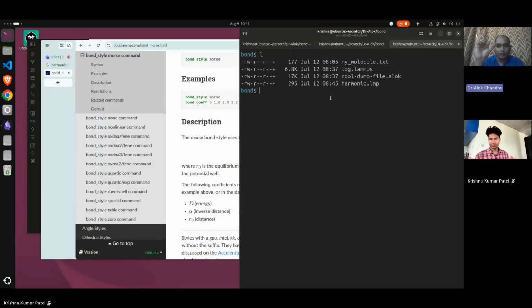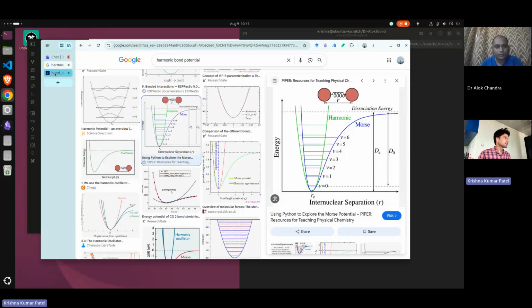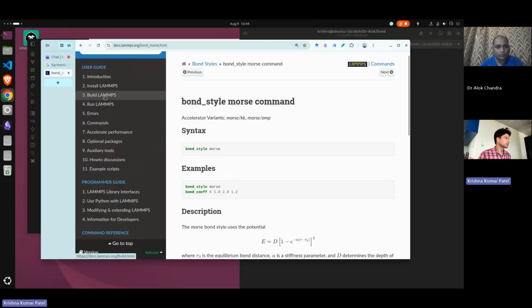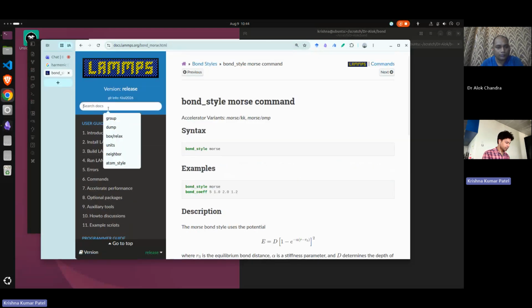Like, you show that the bond is vibrating. Yeah, of course. So look at this. Let's go back to this one. I'll show you with harmonic. That's probably easier. Harmonic bond.